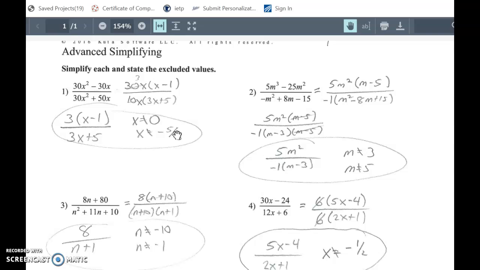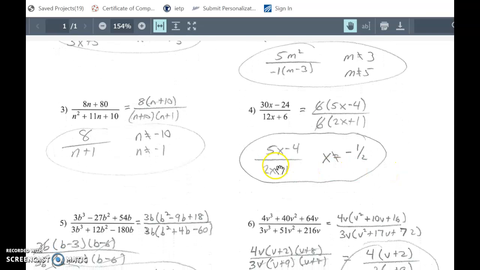So basically, you take each factor from the bottom and set it equal to 0 before you cancel anything, and that's what gives you an excluded value. In the second one, when we factor, we get m minus 3 and m minus 5. If m were 3, the bottom would be 0, because 3 minus 3 is 0. If m were 5, the bottom would be 0, because 5 minus 5 is 0. That's the reason why m can't be 3 and m can't be 5.